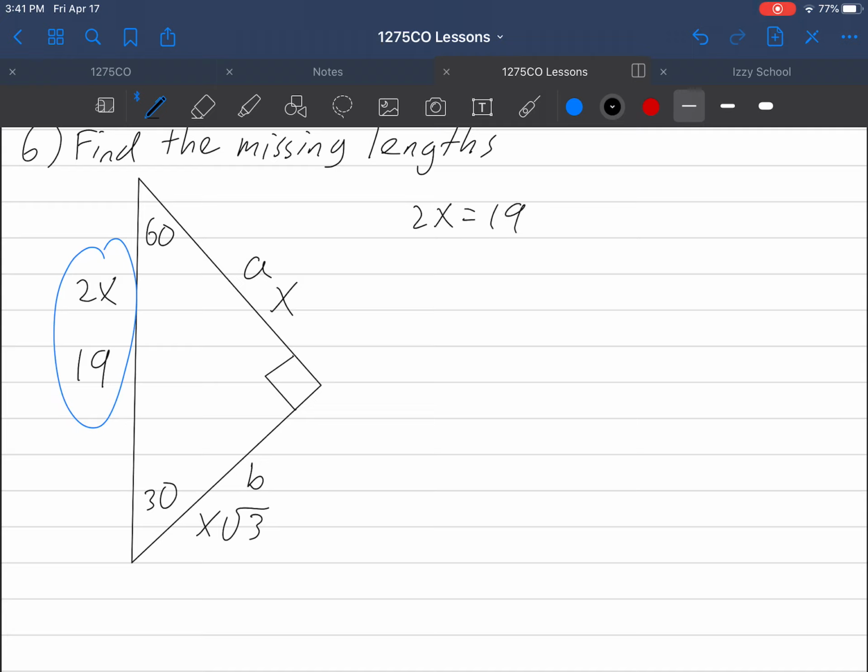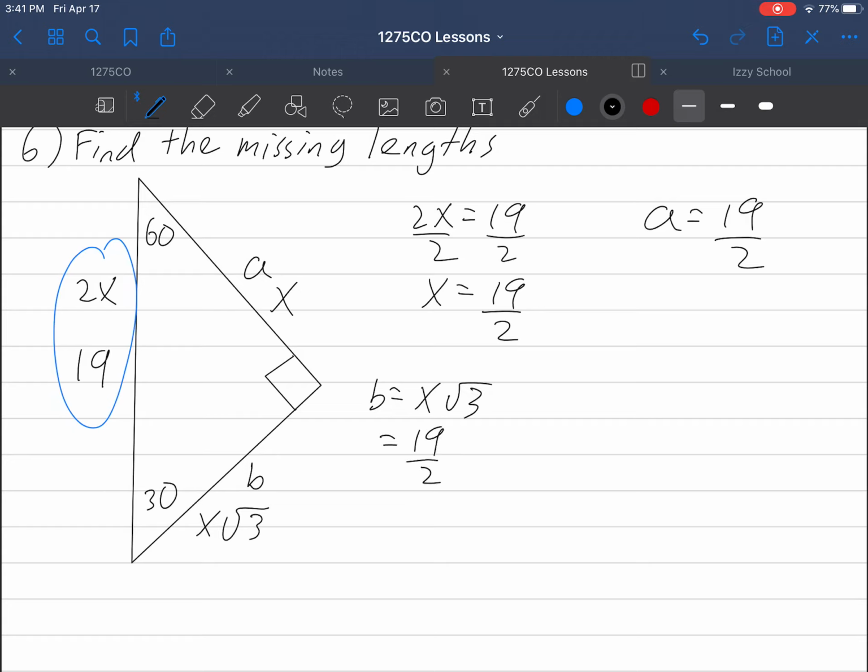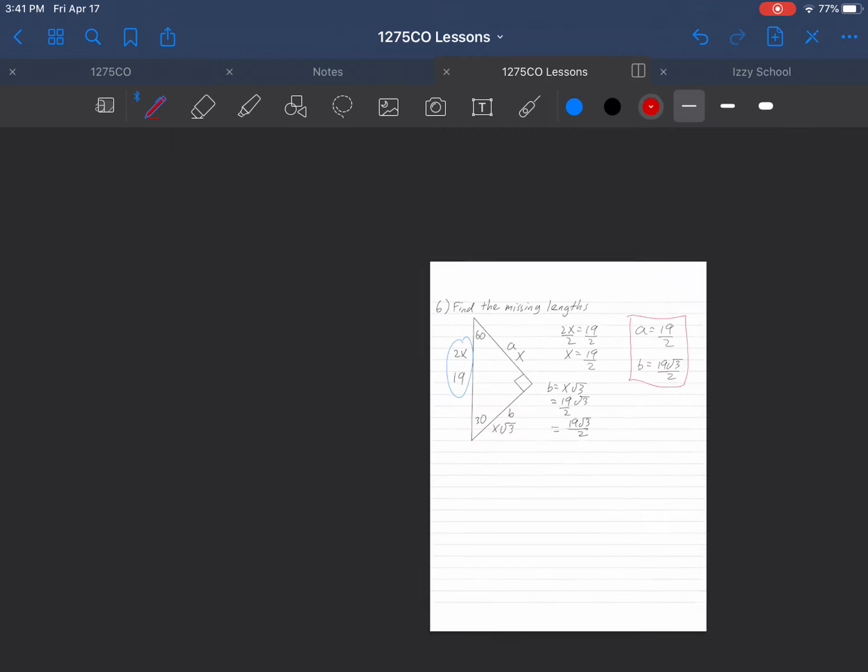2x is equal to 19 divided by 2, and that means x is equal to 19 over 2, and that is our value of a. B is going to equal x times radical 3. So that's going to be 19 over 2 times radical 3, which equals 19 radical 3 over 2. So that is our value of b, and thankfully, we do not need to rationalize that.